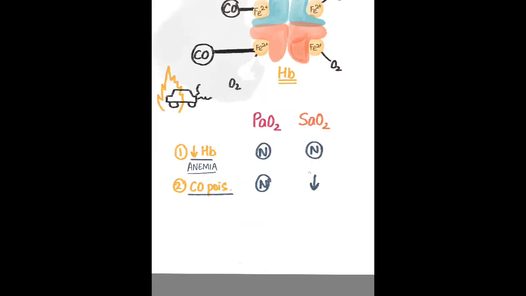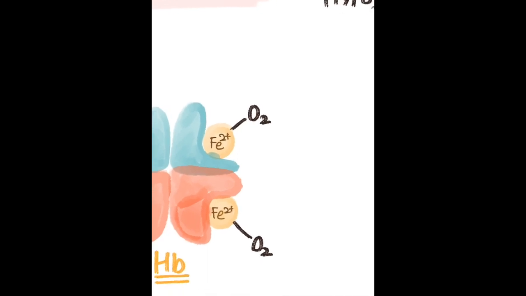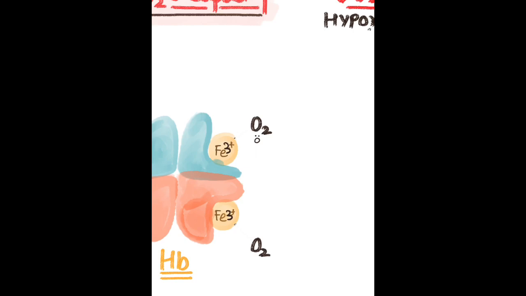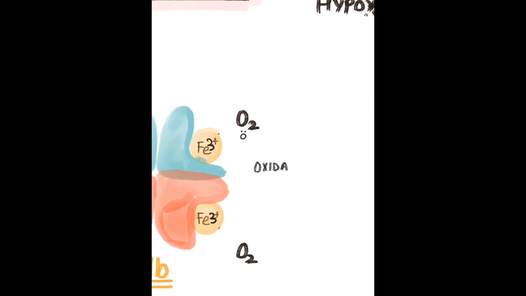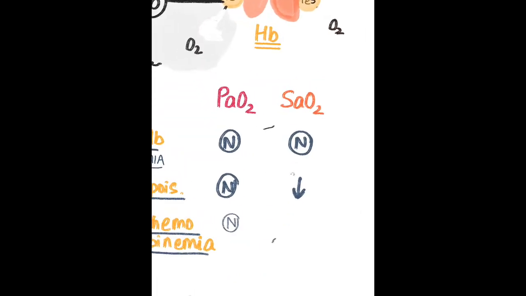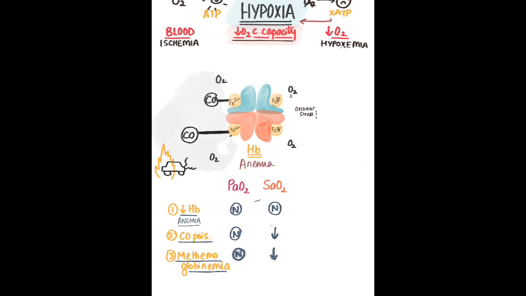Now coming to the third cause, and that is methemoglobinemia. Now what happens in methemoglobinemia? Can you see those Fe2+ molecules? Yes, these molecules get oxidized to Fe3+. But oxygen molecules can only bind to Fe2+, hence under oxidant stress, methemoglobinemia occurs where the partial pressure of oxygen might be normal, but the oxygen in the blood cannot attach to hemoglobin, and hence the saturation decreases in methemoglobinemia too.